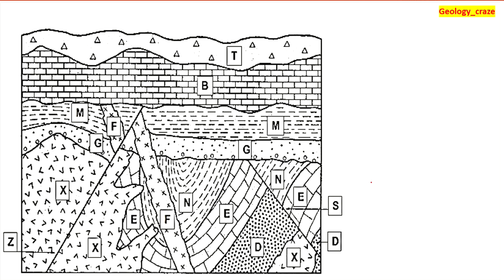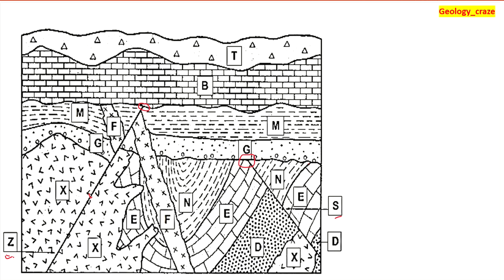For that, we first go with the faults. There are two faults I have seen: this fault and this fault, the S and Z faults. If we look at fault S, it is not extending above the G bed. And if we look at fault Z, it extends up to and cuts the G bed too. So it means S is older than Z.